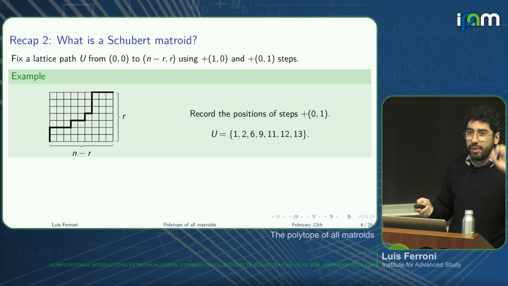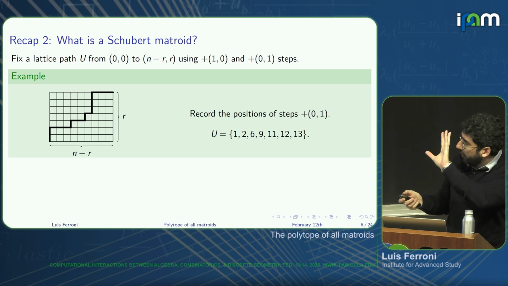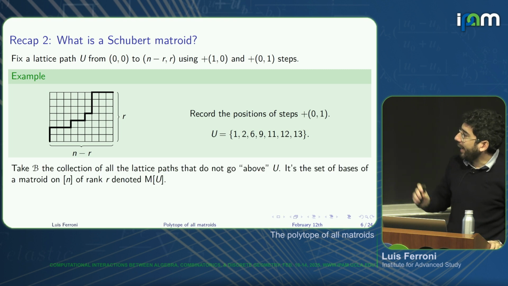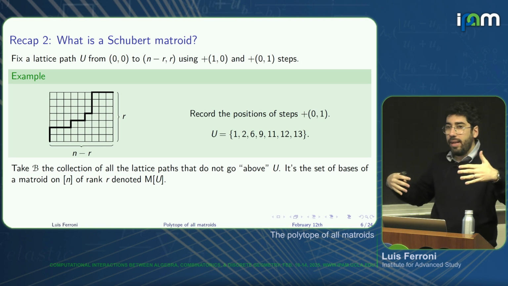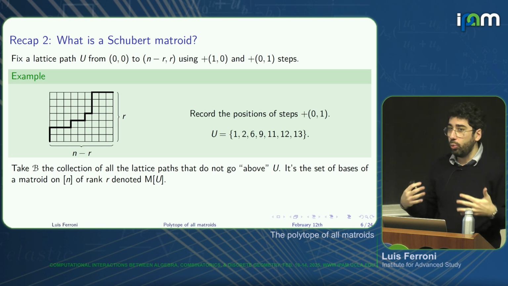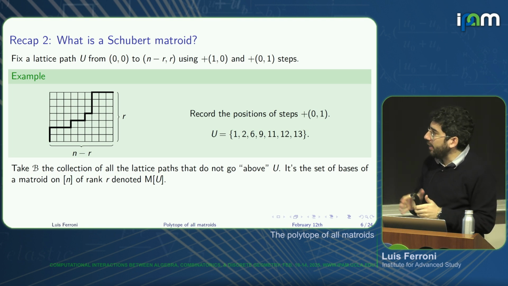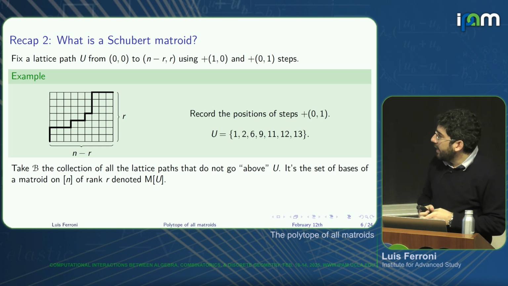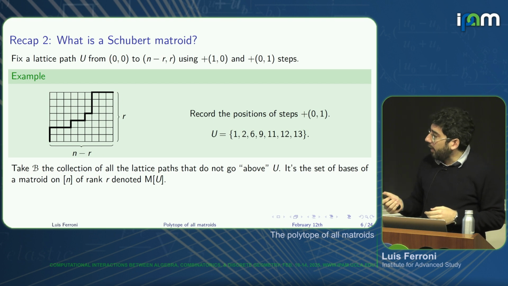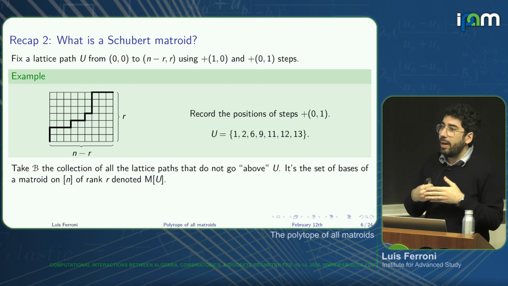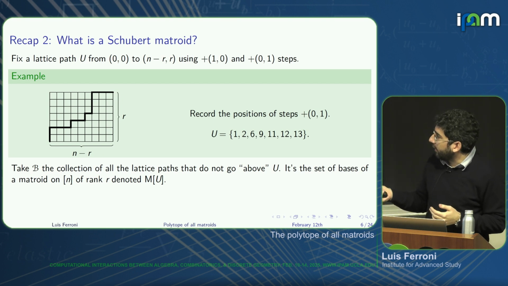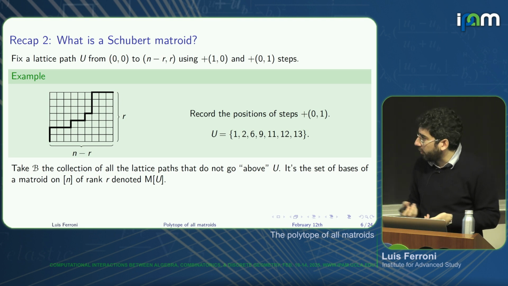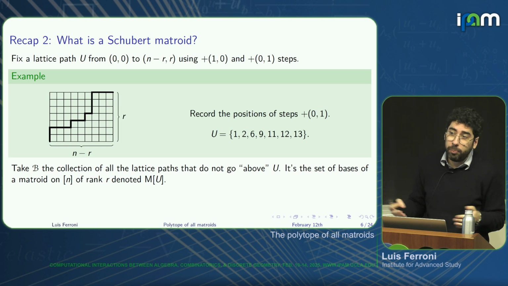So whenever I have a fixed one, let's call it U again, I can consider the set of all lattice paths that lie strictly below U. Namely, that they do not cross U and go above. If you consider the set B, given by the collection of all these paths and listed in this way, you will end up with the set of bases of a matroid. That's not trivial, but not hard.